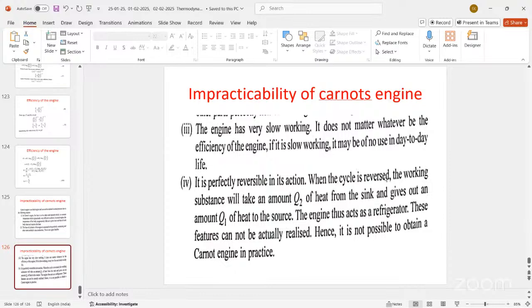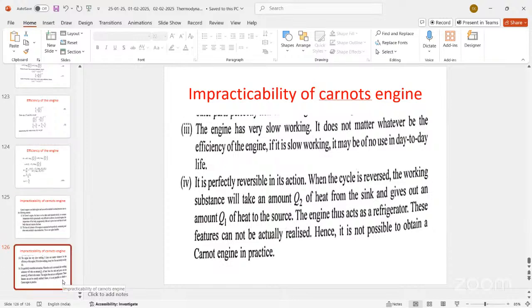When the cycle is reversed, the working substance takes an amount of heat Q2 from the sink, and gives out an amount of heat to the source. Hence it is not possible to obtain the Carnot engine in practice.